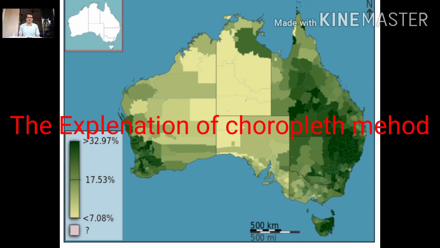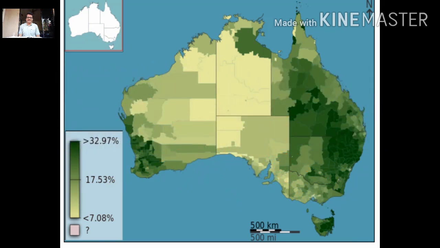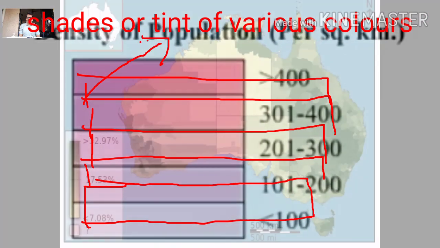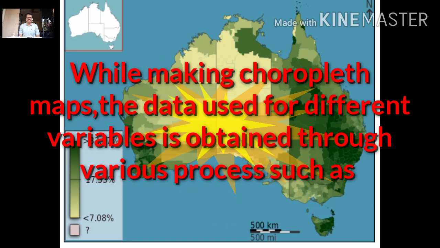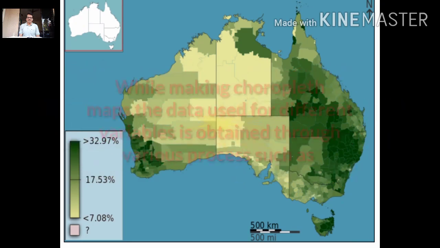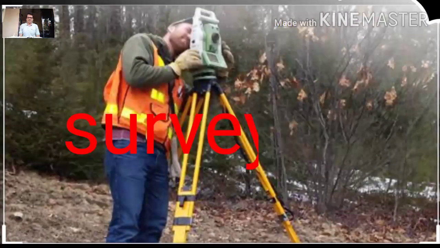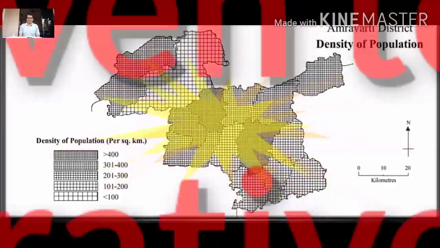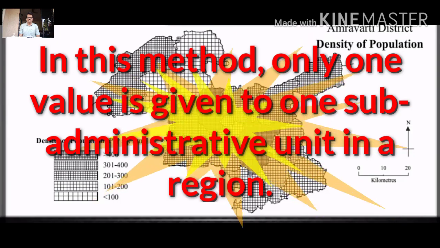First point, in the choropleth method, various geographical variables are shown by shades or tints of various colors. Second thing, while making choropleth maps, the data used for different variables is obtained through various processes such as measurement, surveying, and so on.